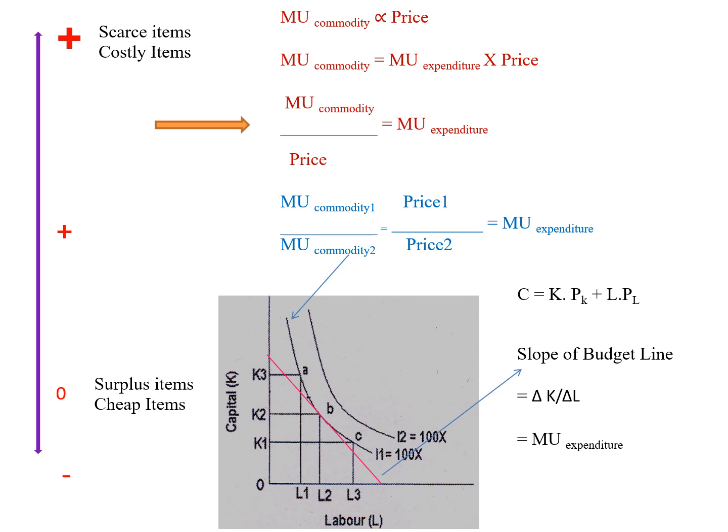This is all about the budget line, the law of equi-marginal utility, isoquant and other related theory of utility and production functions.